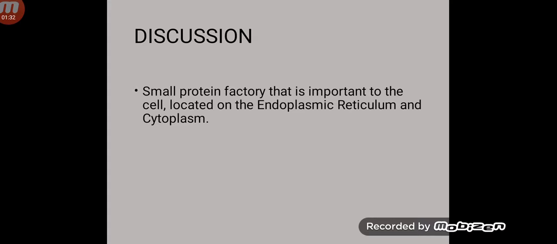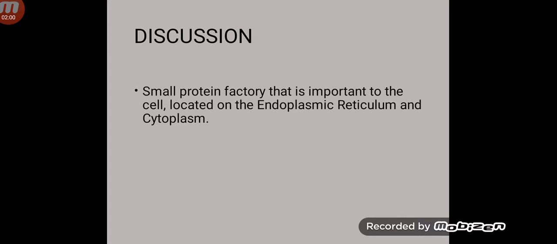So why is protein important? Proteins are important because they are used as building blocks for structure, for support, and some proteins help with digestion. Proteins help with muscle contraction and also help carry oxygen in and around your body. So that's why it is important.